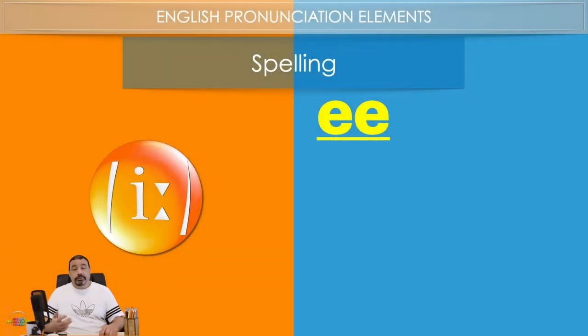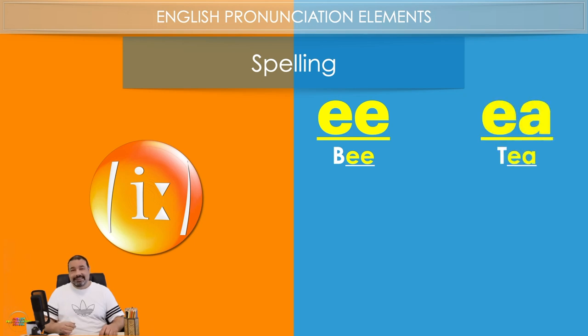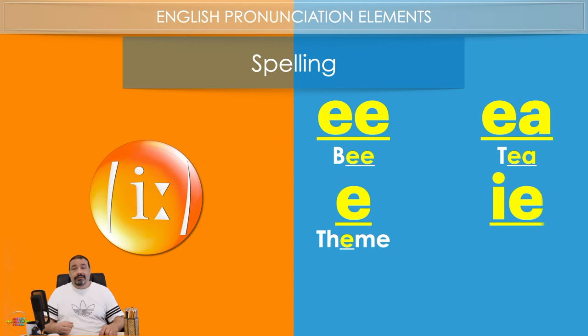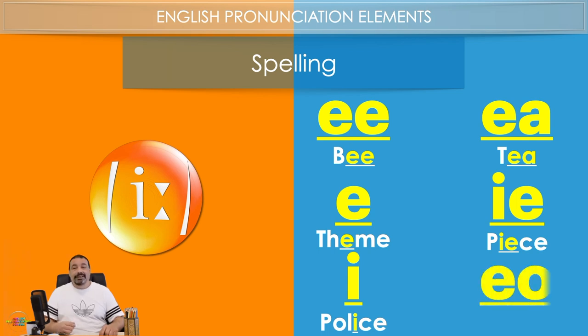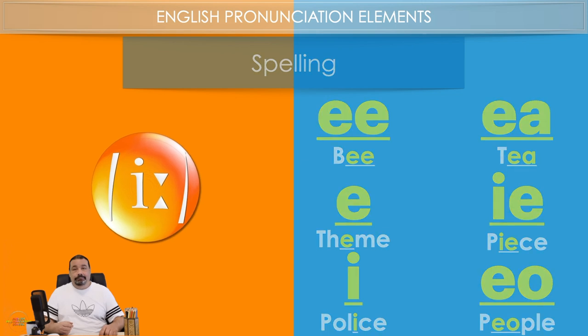This vowel sound is present in different spellings. For instance, it's the double E in the word D. It is the EA in the word T. It is the E in the word theme. It is the IE in the word bees. It is the I in the word please. And it is the E-O in the word people. Okay, B, T, theme, peace, police, people.